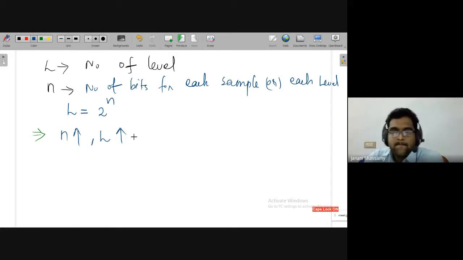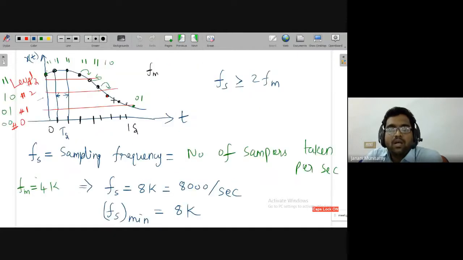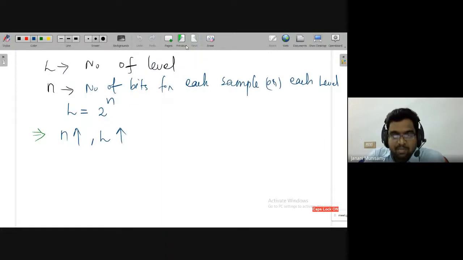Now we'll define quantization noise. In the process of quantization, again before that we'll define one more parameter, step size.